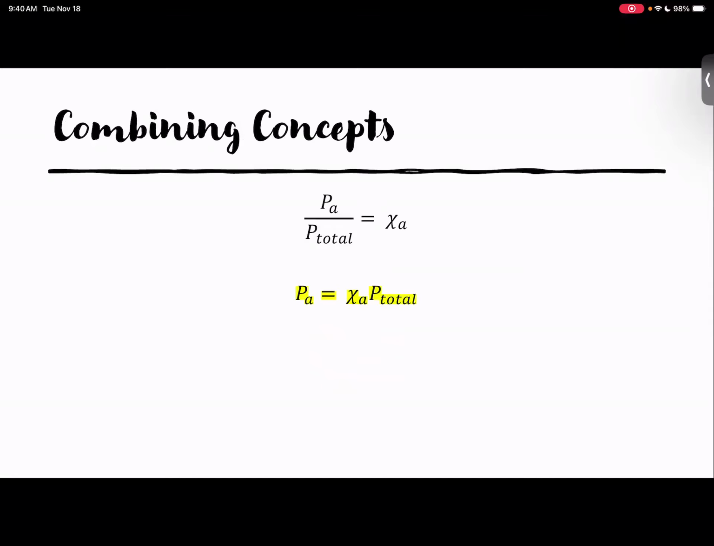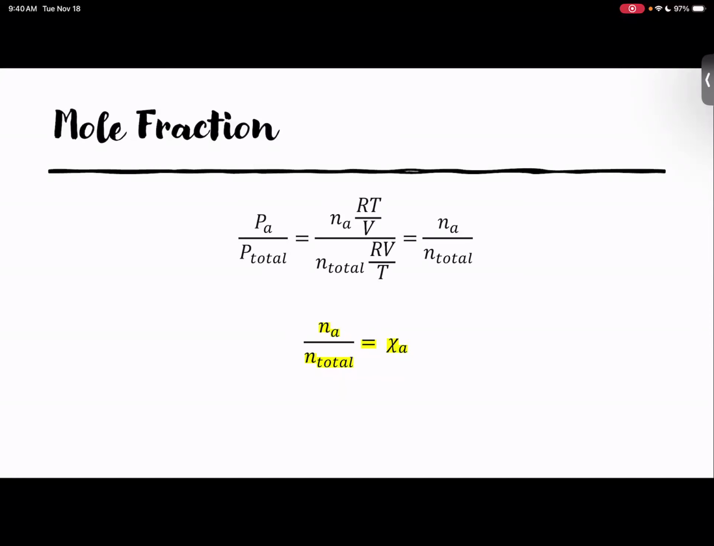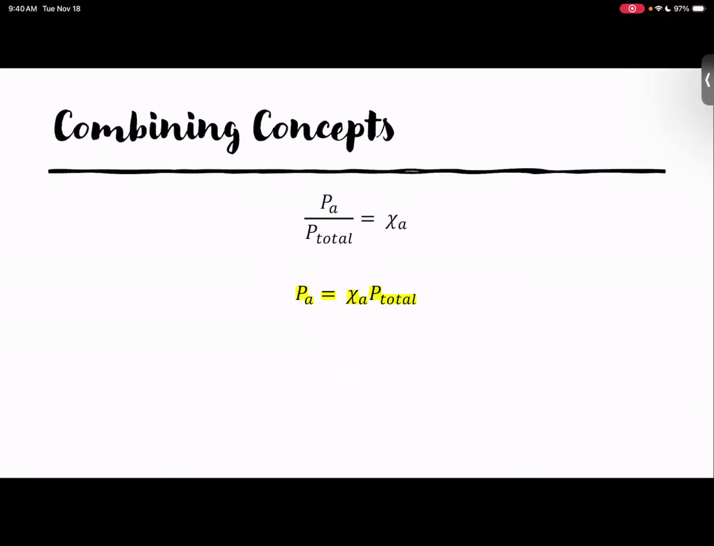So we can rewrite, if you go back to this equation at the top, PA over P total was equal to nA over n total. Well, if nA over n total is equal to the mole fraction, then PA over P total is equal to the mole fraction of A, or the mole fraction of B. Rearranging this equation, the pressure for component A is equal to the mole fraction of A times the total pressure.